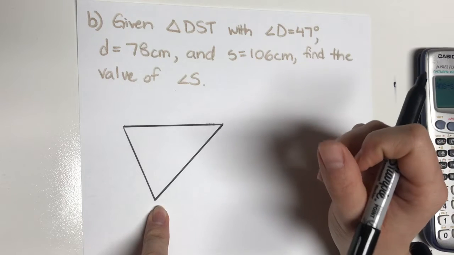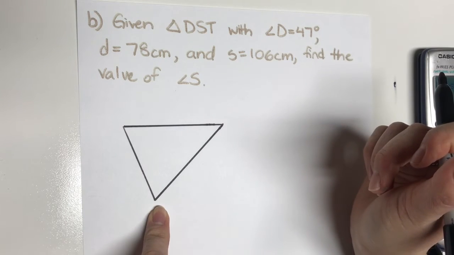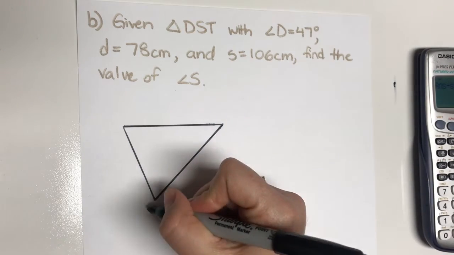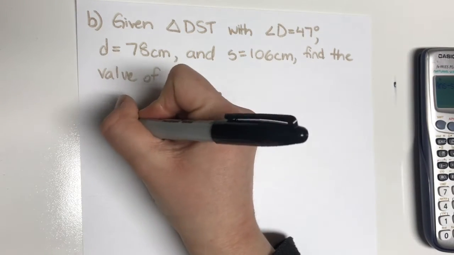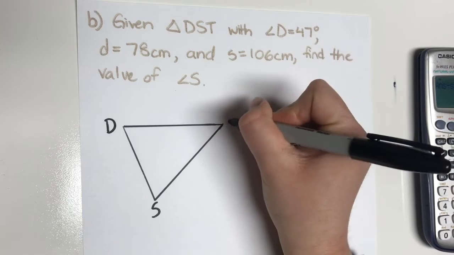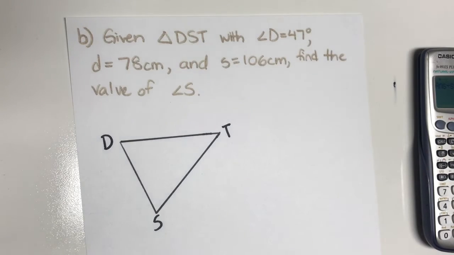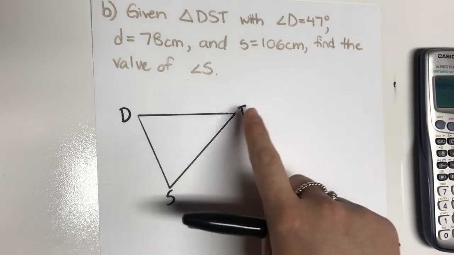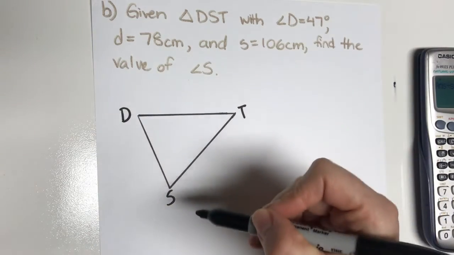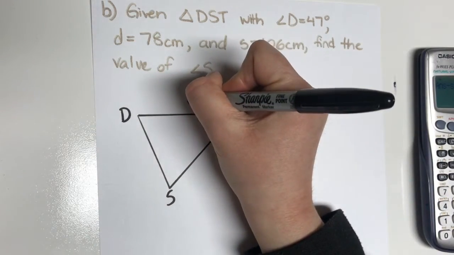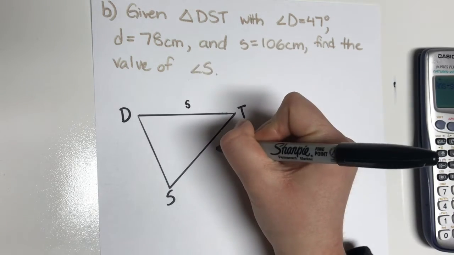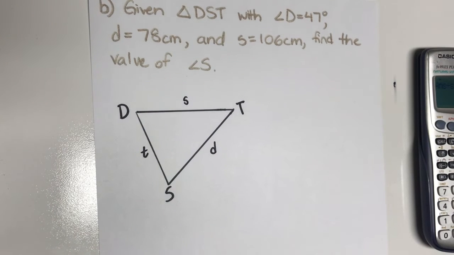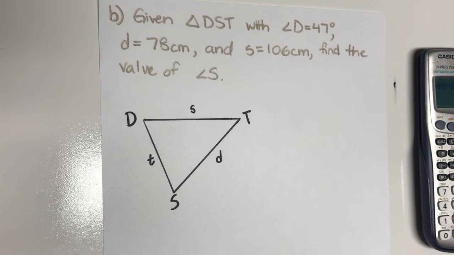Remember that angles are labeled using uppercase letters. So I'm going to label this as D, S, T. And side lengths are labeled with lowercase letters, opposite of the labeled angles. We did this a while back.